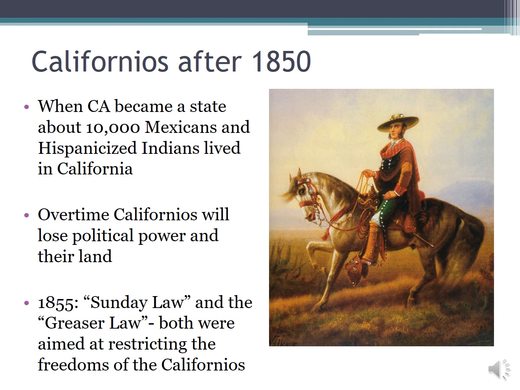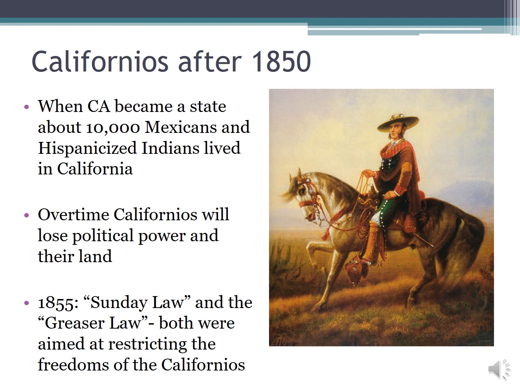The Sunday law was aimed at trying to stop people from having massive celebrations and gatherings on Sunday, which was something that was so integral to California life, right? Californios had for a very long time gathered in these big fandangos and these big fiestas, celebrations, where they would come together and have these community gatherings. And a lot of times that happened on Sunday. So this was really aimed at trying to prevent that from happening.